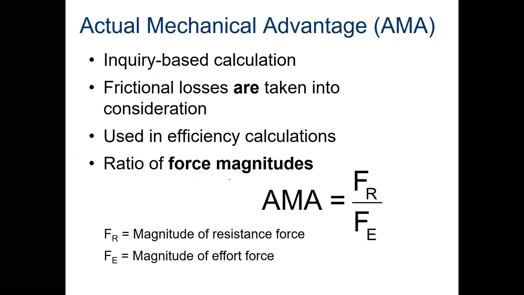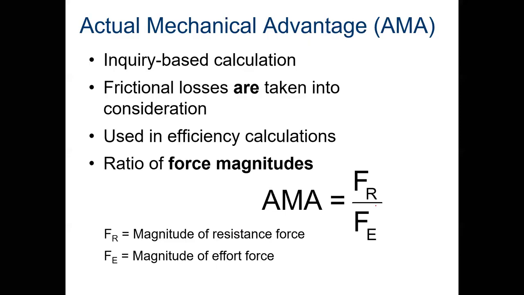AMA is the other type of mechanical advantage we worry about, and that's when we are looking at what is actually happening. You worry about frictional losses, you are actually measuring forces, and you're using forces to figure out what is actually happening. So you have actual mechanical advantage. In this case, it's flipped, so that AMA is equal to FR divided by FE. So you can see that it's slightly different. Whereas before it was DE over DR, now it's FR over FE. And we'll show why that is mathematically here in just a second.